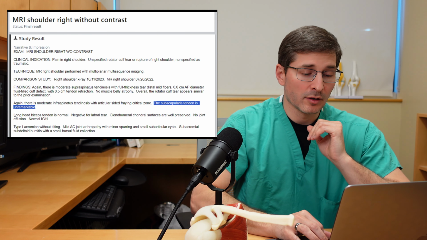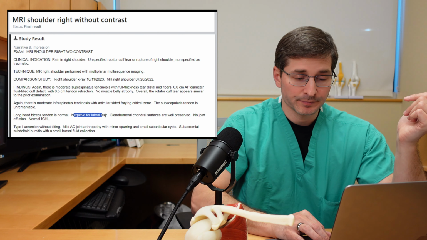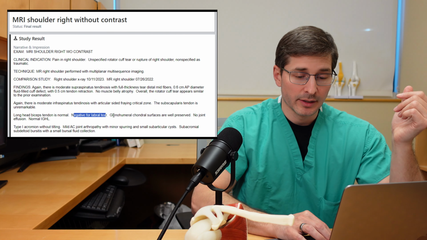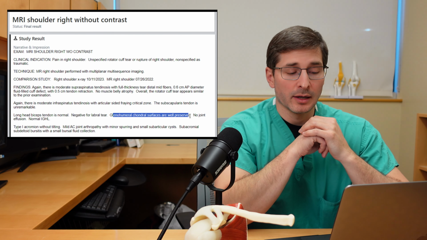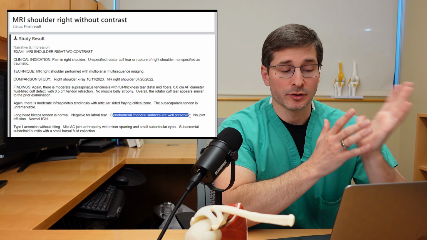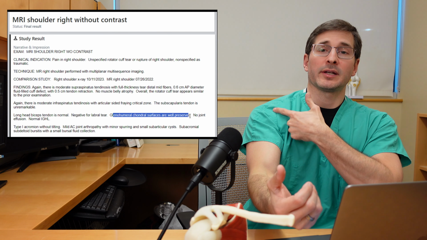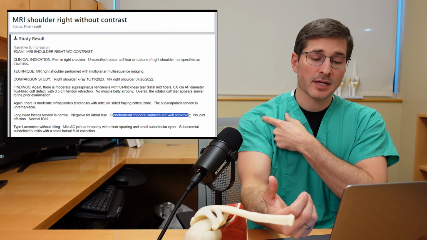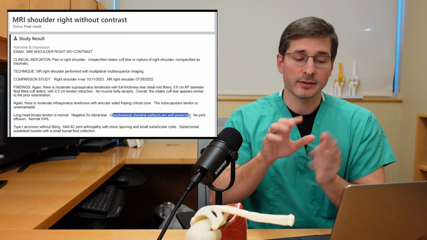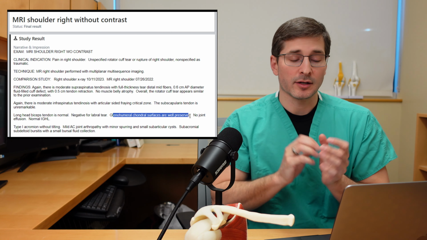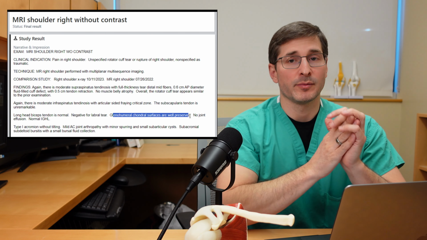So moving along, we see the long head biceps tendon is normal. Negative for a labral tear. The glenohumeral chondral surfaces are well preserved. So really the inside of this patient's joint looks good. So the biceps looks good all the way from the outside of the joint running into the inside part of the biceps tendon. The labrum, which is a ring of cartilage around the socket, that looks fine. And the cartilage of the actual ball and socket joint is well preserved, meaning it looks good.